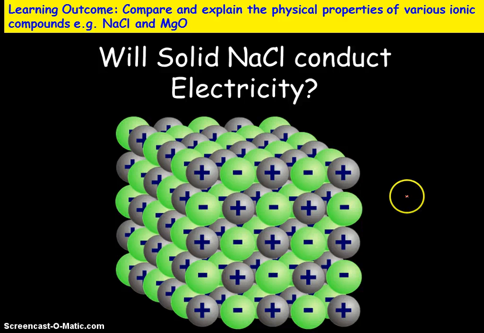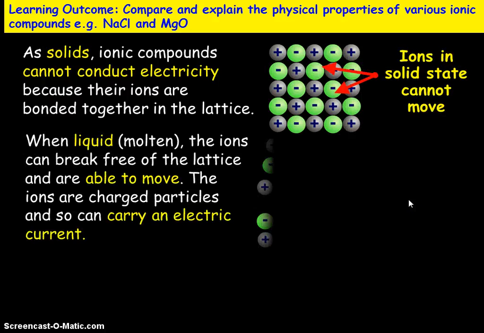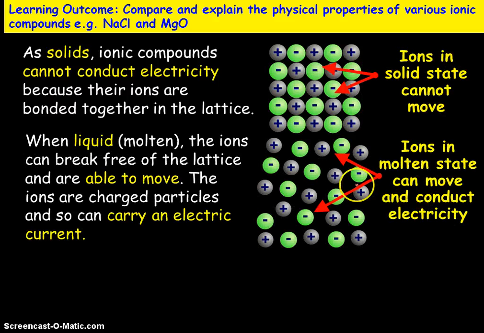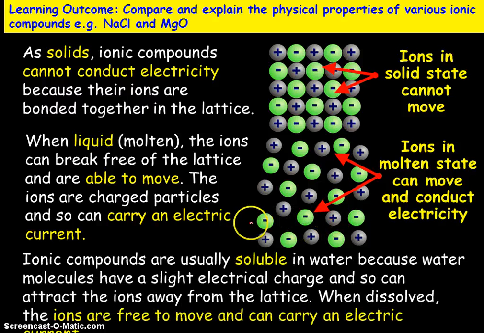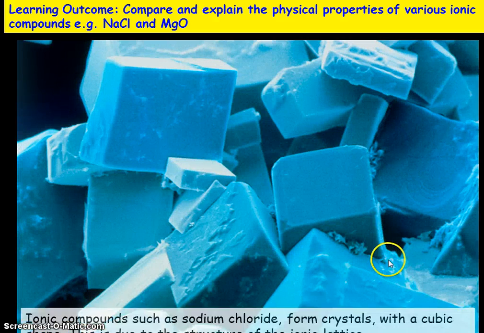As a solid, it won't conduct electricity because there are no free electrons, but if I melt this down to a molten state, so I either heat it up and melt it, or I put it into a solution and make it soluble, then it will carry an electric current, because now I can get free ions, so the ions are free to move, and so it will carry electricity. And they also form a crystalline structure.